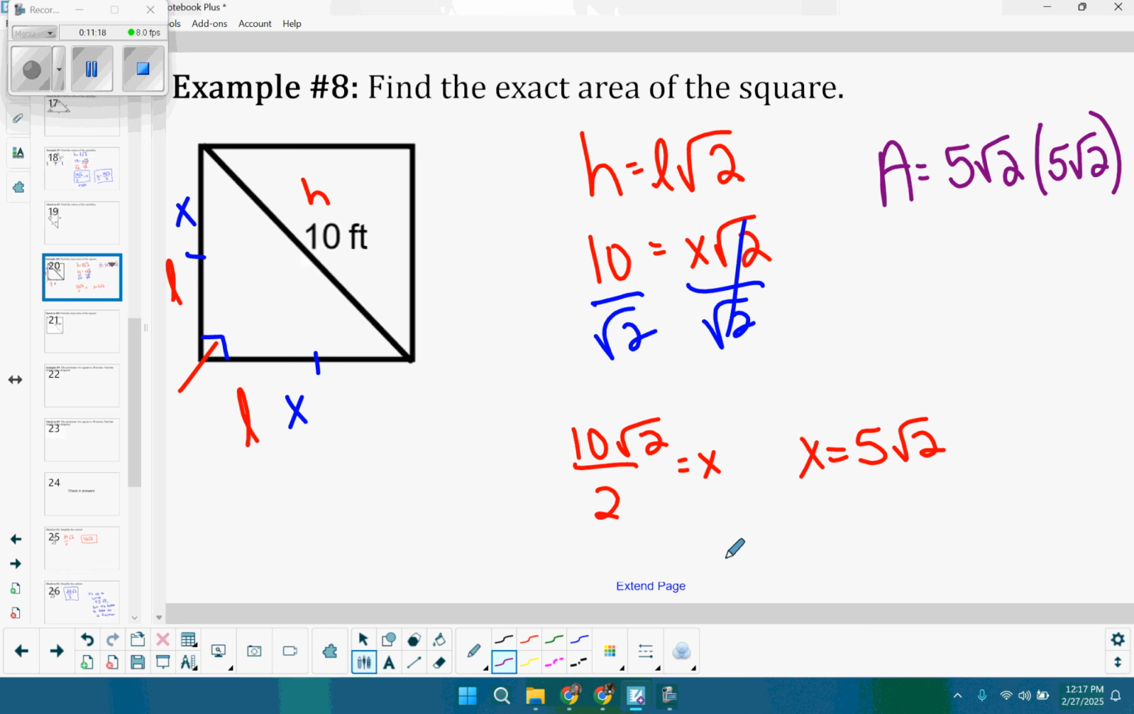When I want to multiply something like this, I can only multiply like pieces. So the 5 times the 5 is 25. And the square root of 2 times the square root of 2 is 2. So my area is 50, and the units were in feet, so that would be feet squared.